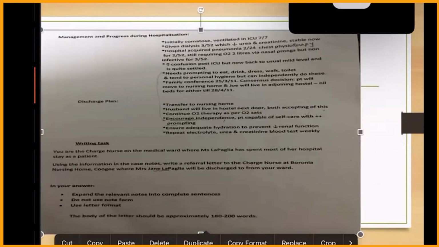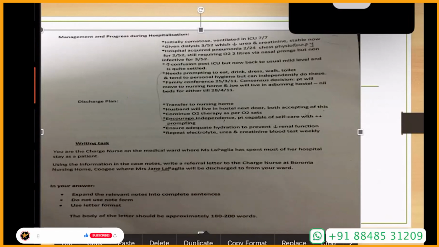Then during his stay in the hospital, he got pneumonia. He acquired pneumonia. So for that, what was done? 2 out of 24. Here, 24 refers to 24 hours. Within a span of 24 hours, for 2 hours, he was given chest physiotherapy. For 2/52, what do you mean by that? 2 weeks out of 52 weeks, which means he was given chest physio for 2 hours in 24 hours time for 2 weeks. Clear? Okay. Yes, ma'am.